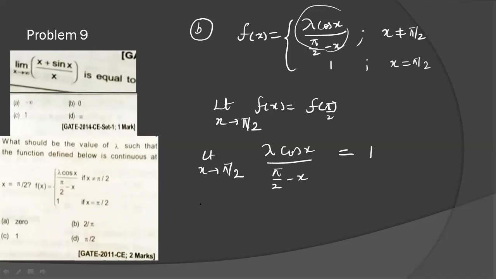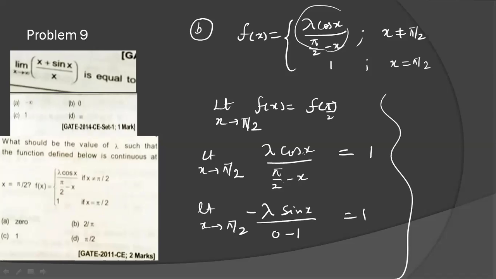It is 1. Now, if you apply the limit, you can see that this is 0 by 0, because cos pi by 2 is 0 upon pi by 2 minus pi by 2, which will be 0. So if you apply L'Hospital in the limit, it will give you lambda minus sine x upon 0 minus 1 equal to 1. It is equal to limit only. You have applied L'Hospital in the limit because this is a 0 by 0 case.